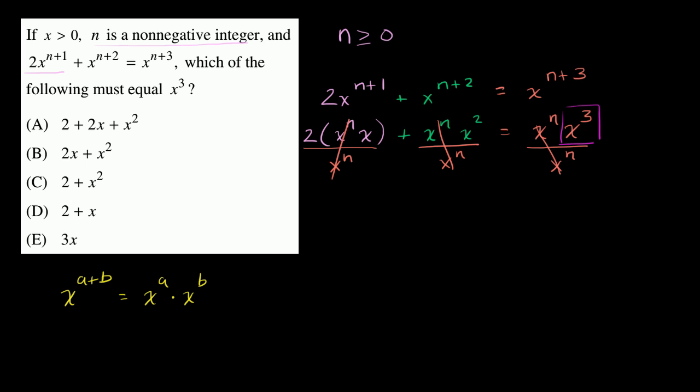And we're left with 2 times x plus x squared is equal to x to the third power. So which of these must be equal to x to the third power? 2 times x plus x squared. And there we go.